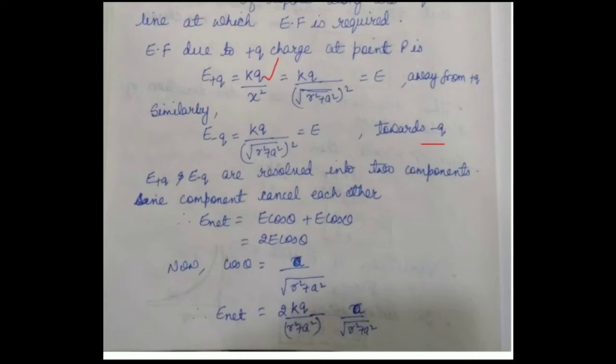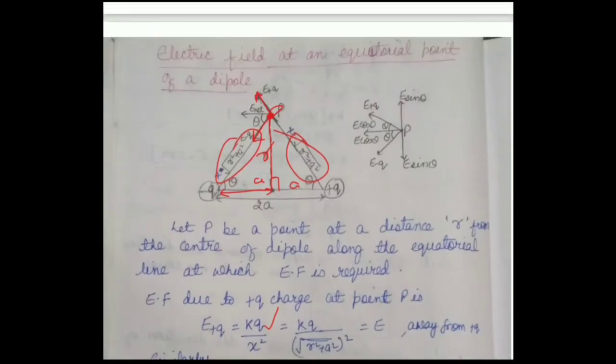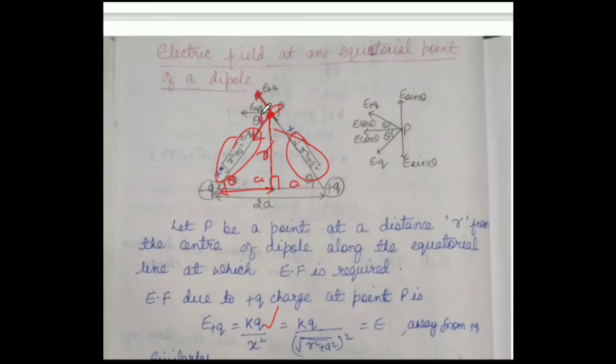But these two are not in the same direction, not exactly opposite direction. There is some angle between these two electric fields. So how do you calculate the electric field? You have to resolve this electric field into its two components, one along and one perpendicular. Suppose this angle is theta, right? So this angle is also theta. Yes, na? And this angle is also theta.